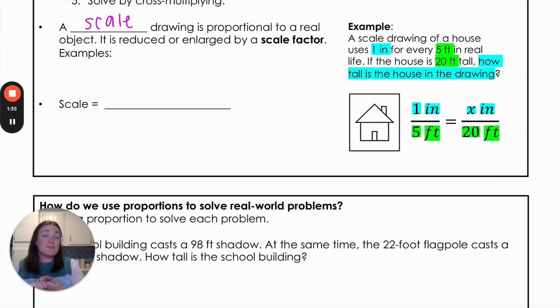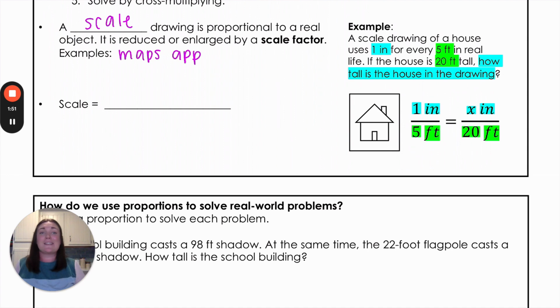An example of this would be like the Maps app on your phone, right? We can't take the whole country or the whole world and put it on your little phone, right? It's too big. So what they do is they take everything and they shrink it down, but they do it proportionally so everything still looks the same and everything makes sense.